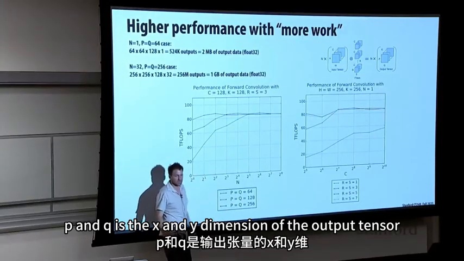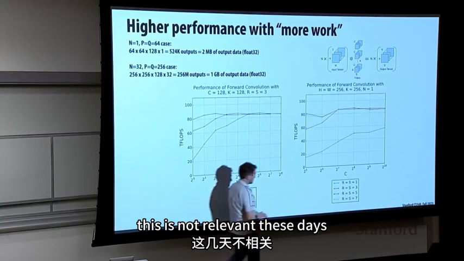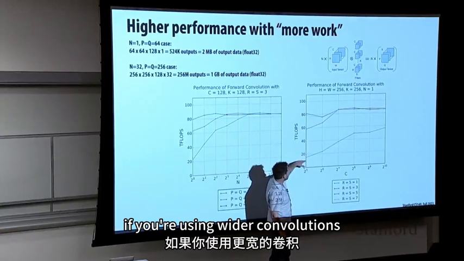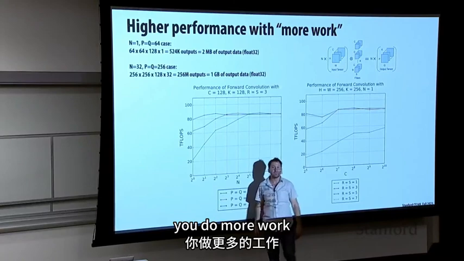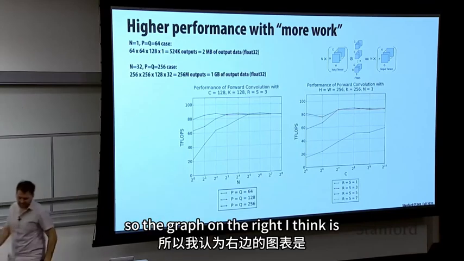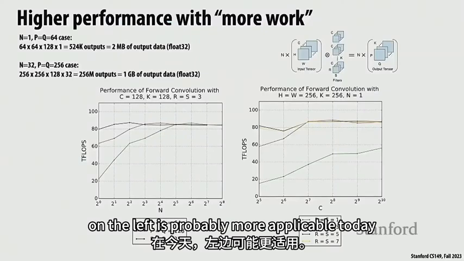P and Q is the X and Y dimension of the output tensor. And then here, this is not relevant these days because these wide convolutions don't really exist. But this is just saying if you're using wider convolutions, you do more work, and that work fills up the GPU more quickly. So the graph on the left is probably more applicable today.